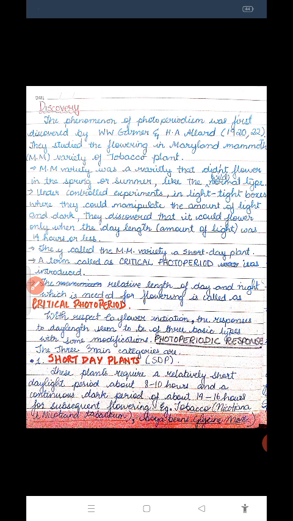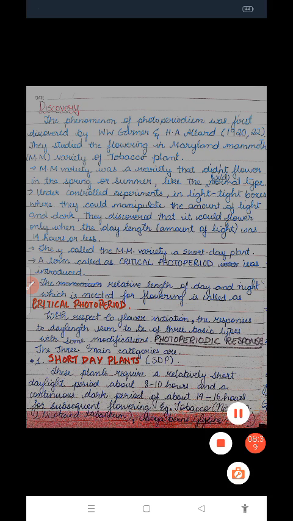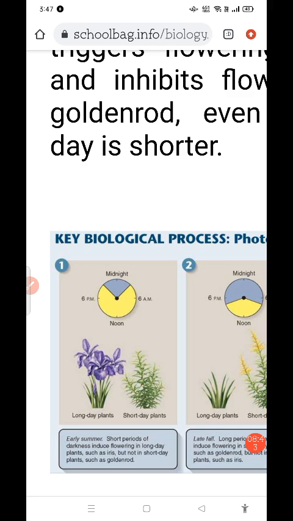And so after we have learned what is critical photoperiod, then we must understand that there are three main plant categories based on the photoperiod. So I will show you in this next part. So let us look at this picture.